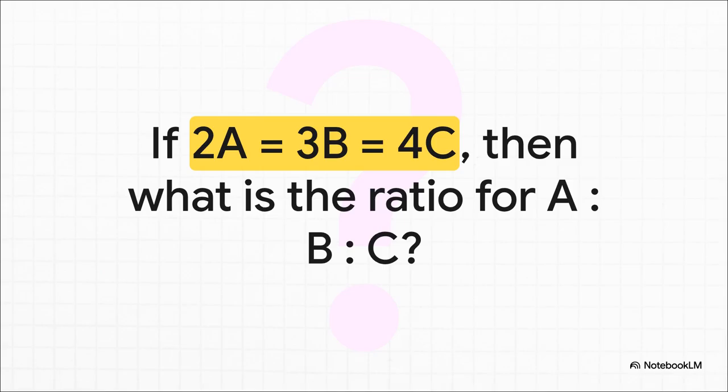Okay, here's a classic. This format looks a little weird, right? But it's really just a ratio problem in disguise. Your goal is to figure out the ratio of A to B to C. How would you do it? Here's a hint. Think about a common number that 2, 3, and 4 all divide into evenly. And the answer is the ratio 6 to 4 to 3.